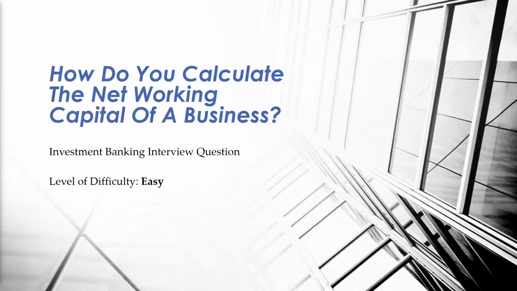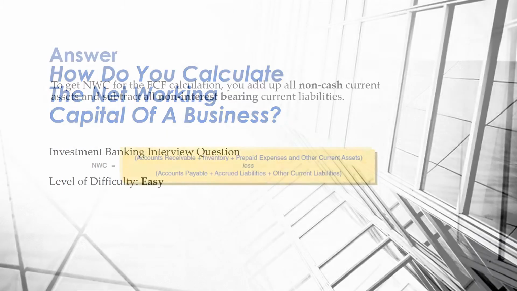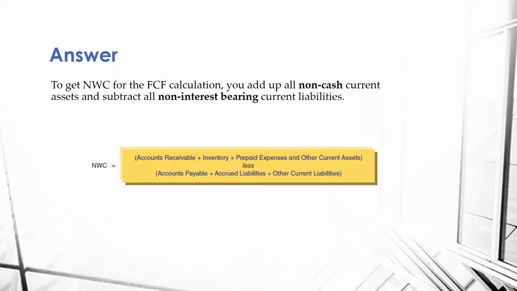Here's an easy question for you. How do you calculate the net working capital of a business, which is used in the unlevered free cash flow calculation? To get net working capital for the free cash flow calculation, you add up all non-cash current assets and subtract all non-interest-bearing current liabilities.